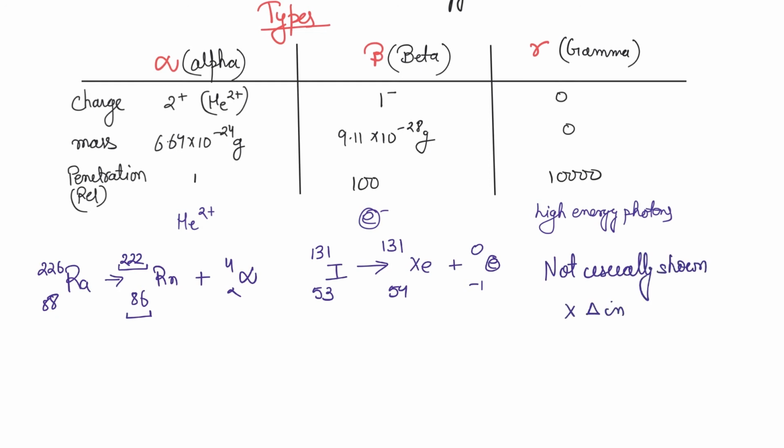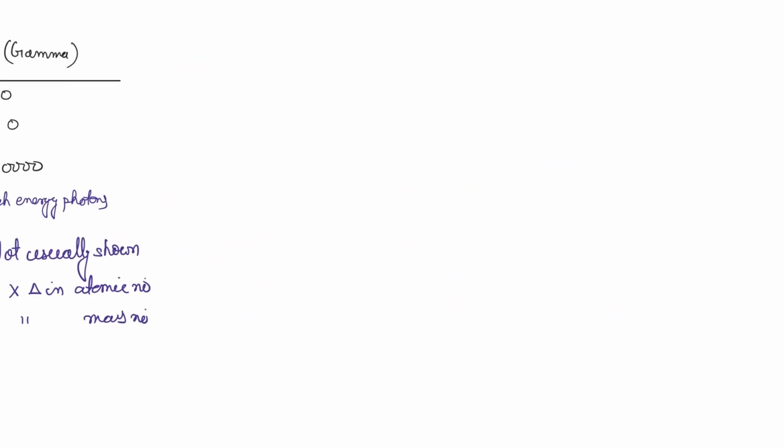Now for gamma radiations, we do not generally write these equations because we know there's no change in mass or atomic number going to happen there, right? Now there are other kinds of decays.